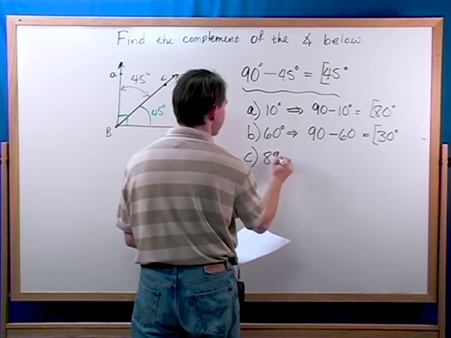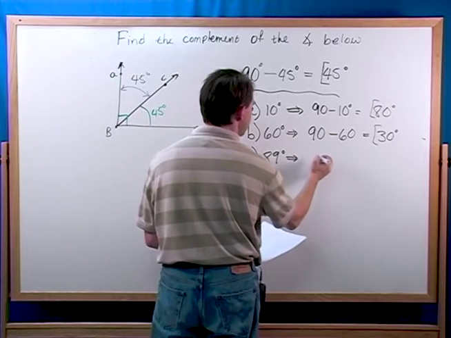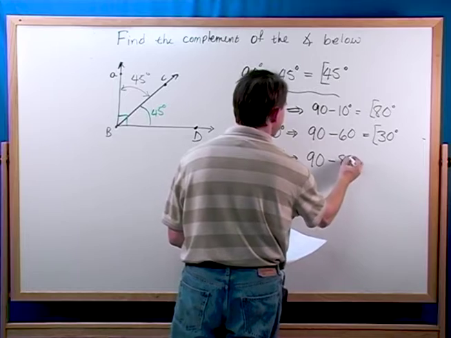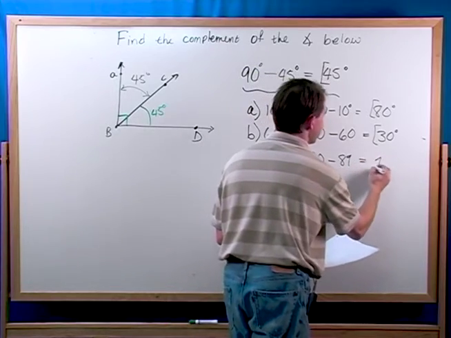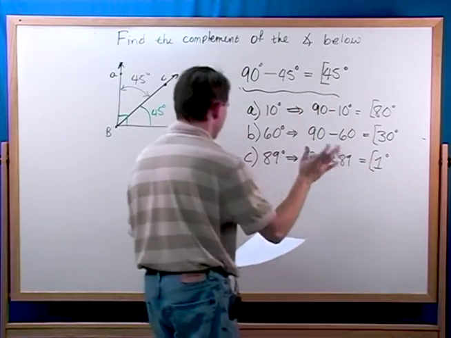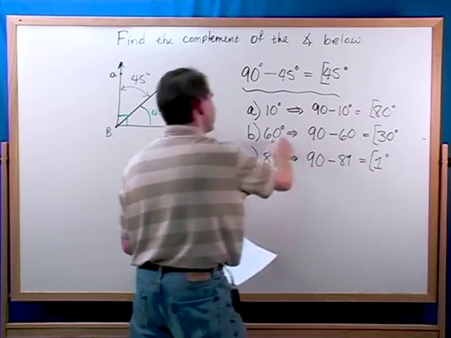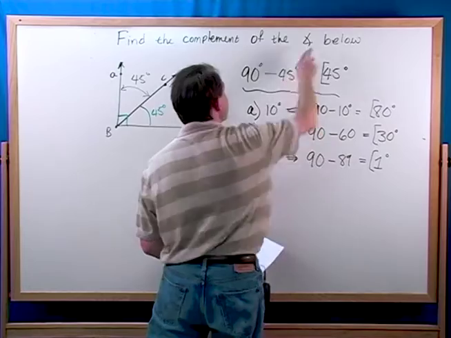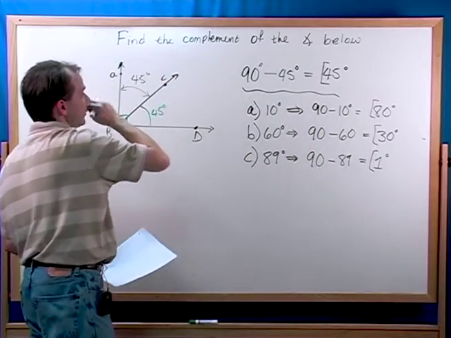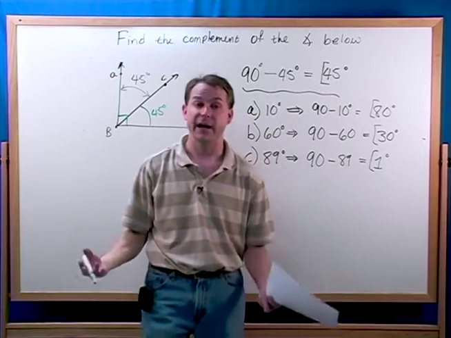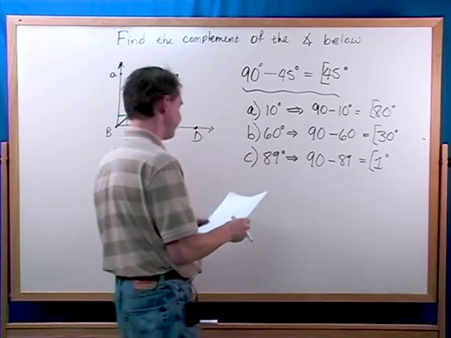What is the complement of 89 degrees? I think you could probably do this in your head. 90 degrees minus 89 degrees is just going to be 1 degree. So you would say in words, 89 degrees is the complement of 1 degree, or 1 degree is the complement of 89 degrees, because if you add them up, you get your 90 degrees. And two angles are complementary if they add up to 90 degrees.